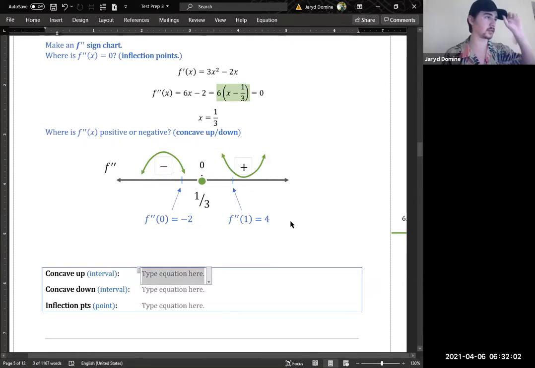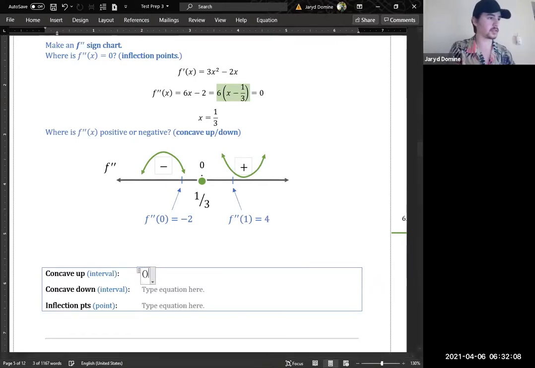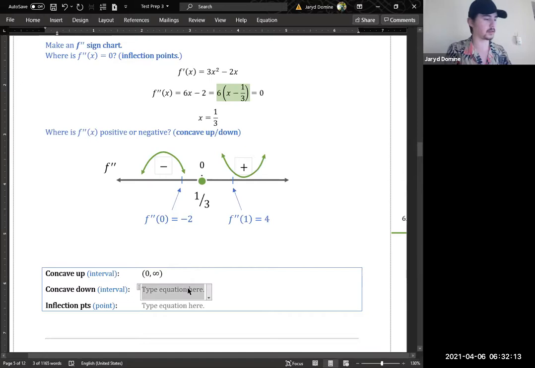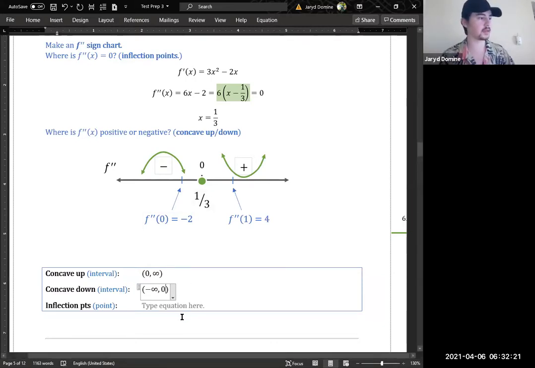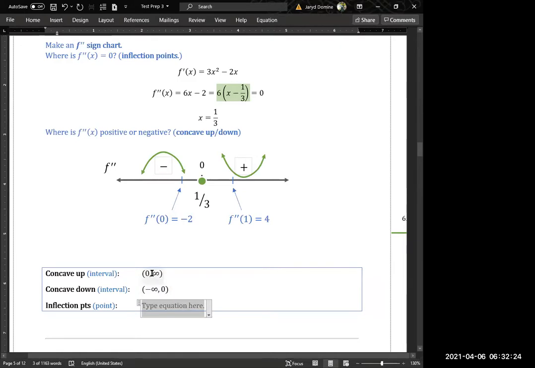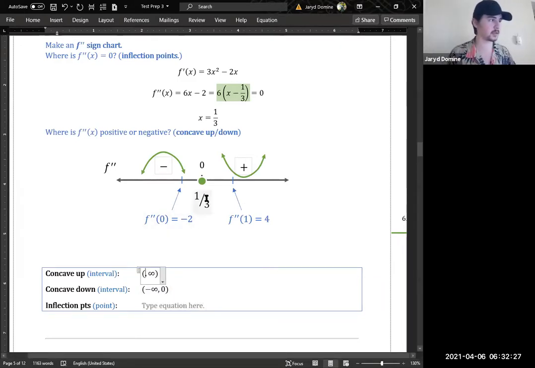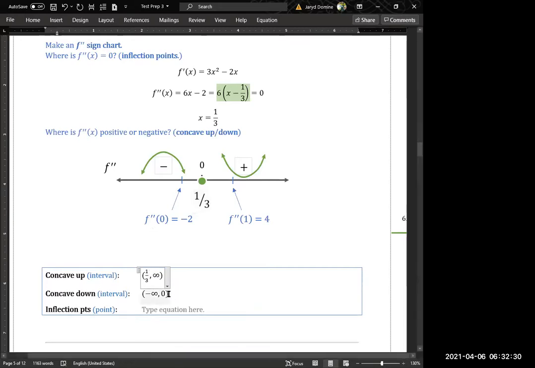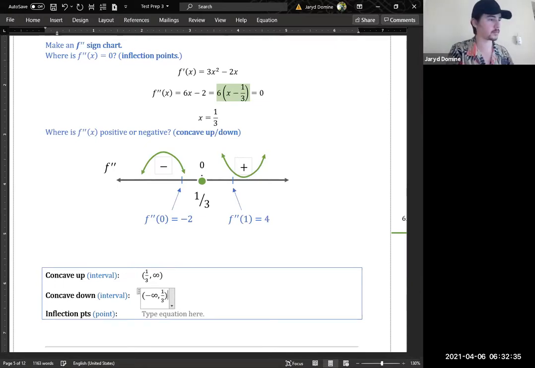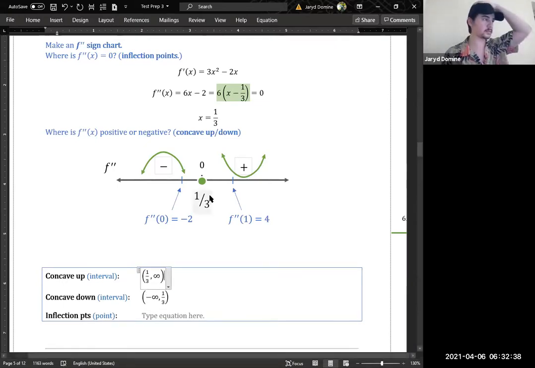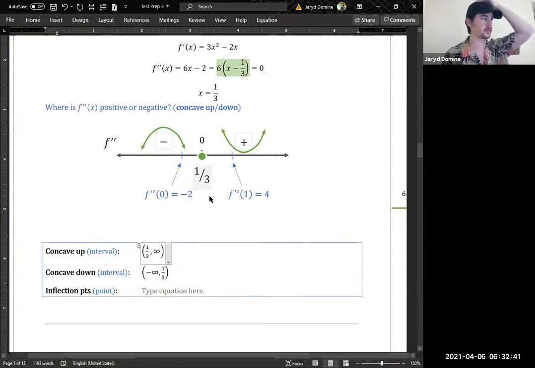Okay, so let's write out our intervals. It's concave up here on the right where it's positive. So that's 0 to infinity. And it is concave down on the left. So that's where it's negative. So that's minus infinity up to 0. And then wouldn't it be 1/3? Oh yeah, sorry. Thank you. So this starts at 1/3. And then this left interval goes from minus infinity to 1/3. Let's have those both in here. Okay. Sorry if that confused anyone.